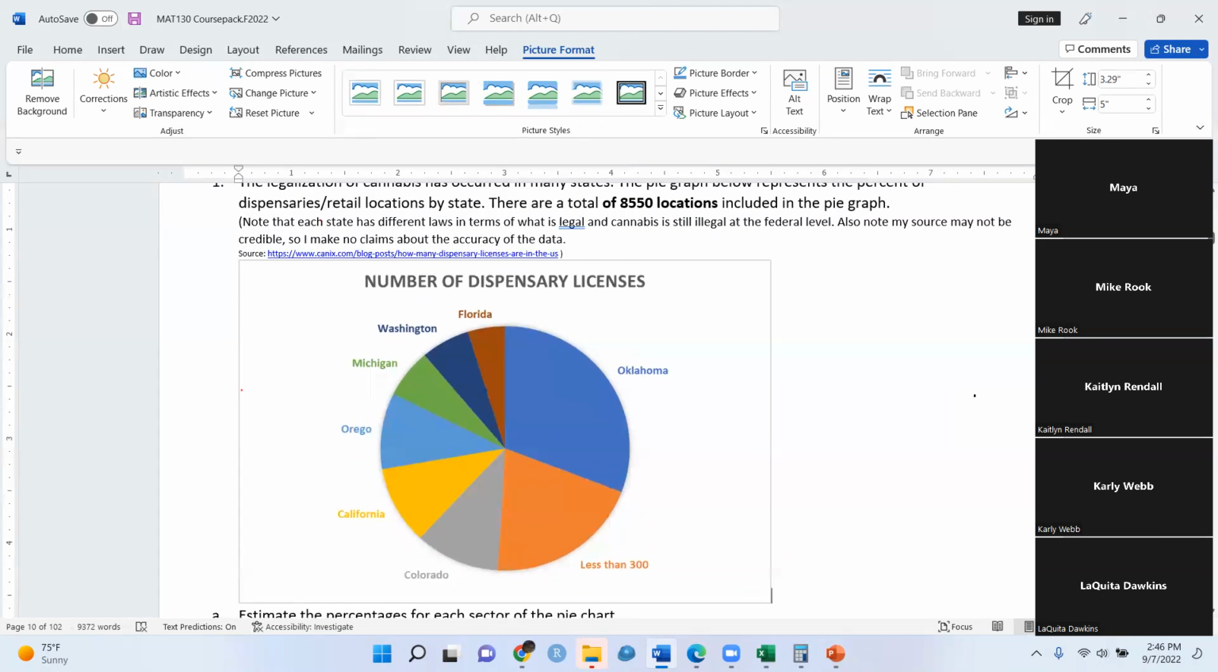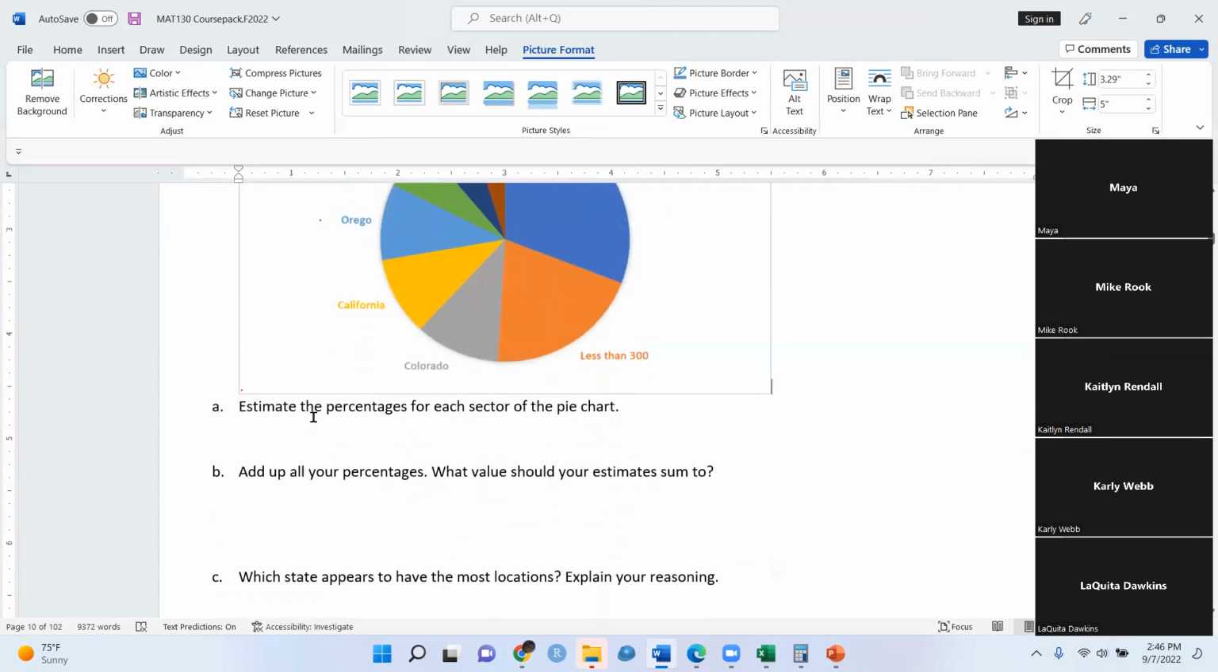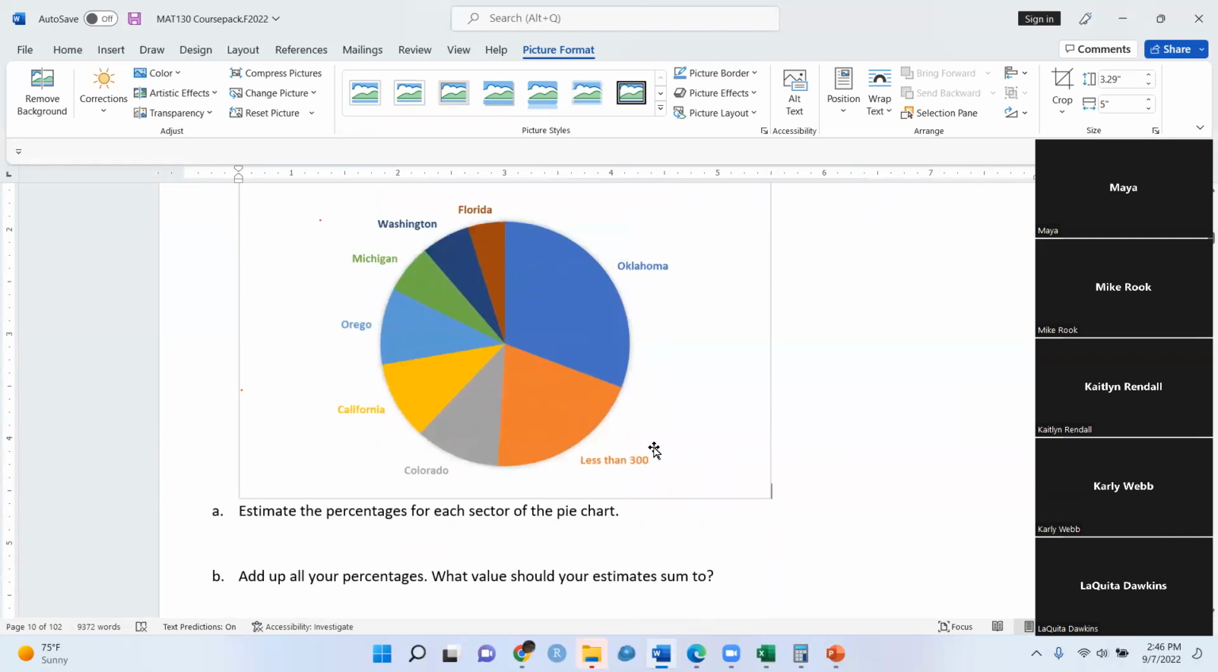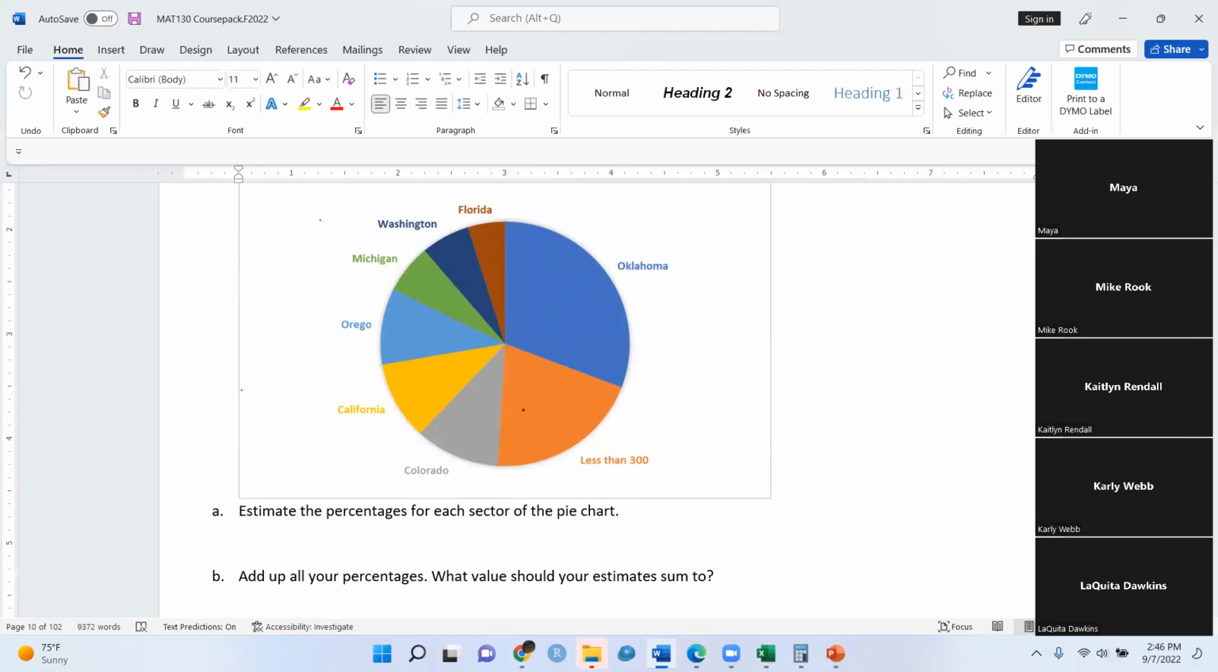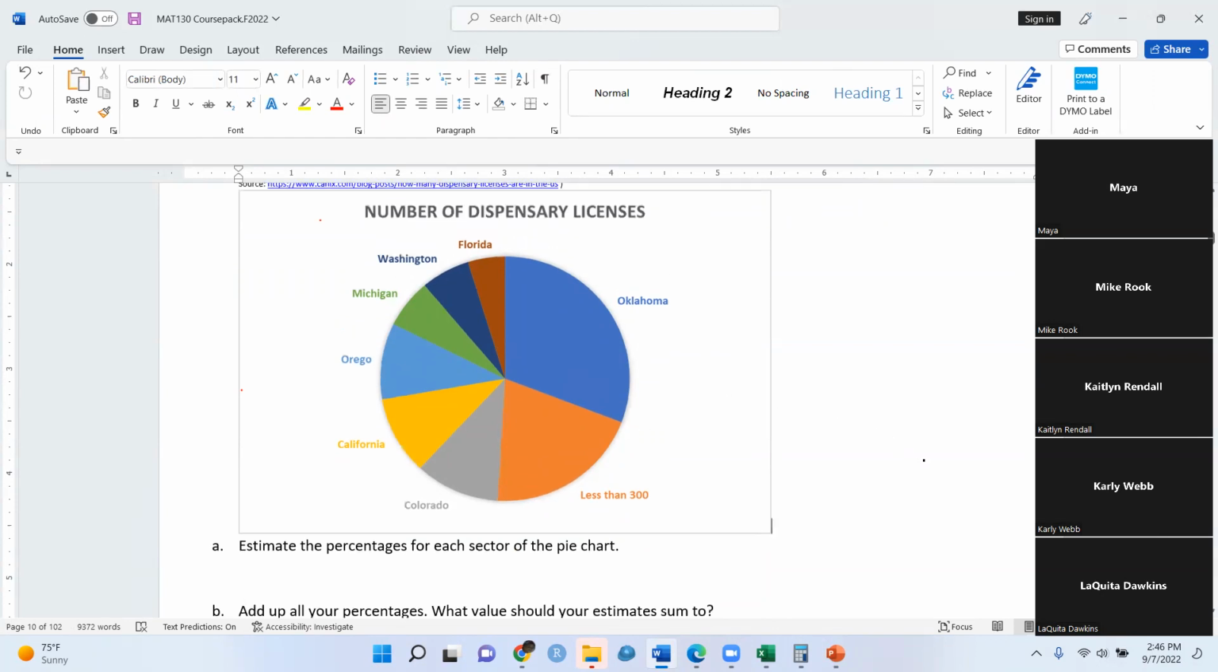And so your job is to estimate the percentages for each sector of the pie chart based on what we just learned in 1-2 about how a pie chart is put together and what these percentages look like. Does it surprise you, by the way, that Oklahoma has the majority of dispensaries, more than any other state? I would have thought California, because it's such a huge state, but not so much.